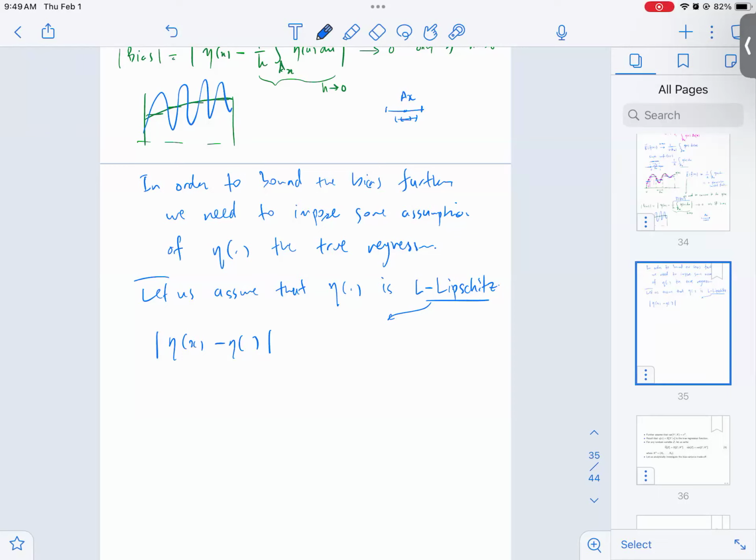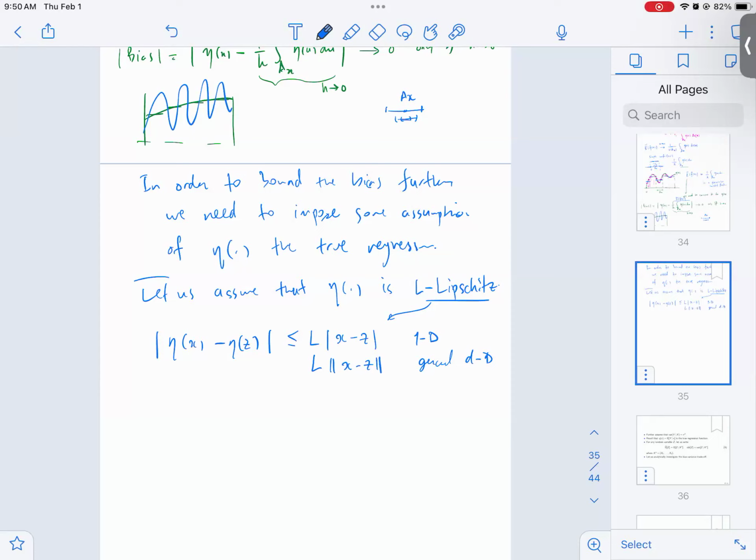Okay, let's do x and z. I take 2 points and look at the difference of the function. This is bounded by L times, let's say in the univariate case, everything on the real line, x minus z. It's bounded by how close x and z are. So in the 1D case, it's like that. In the general D-dimensional case, you get L times the norm of x minus z. So this is the L2 norm.